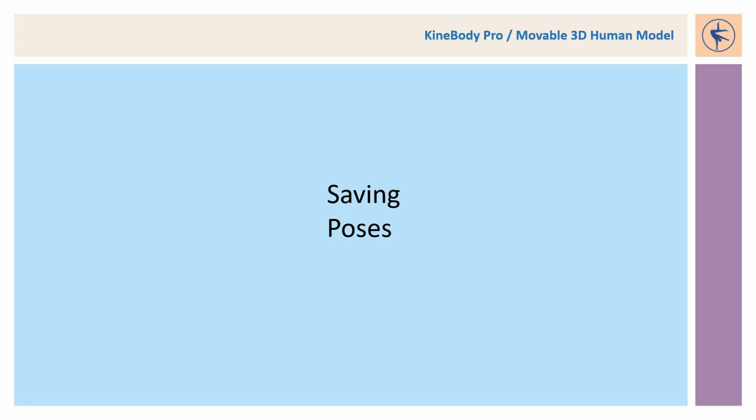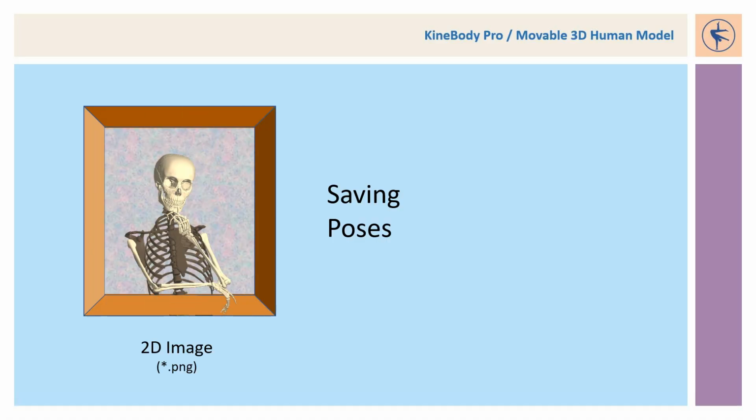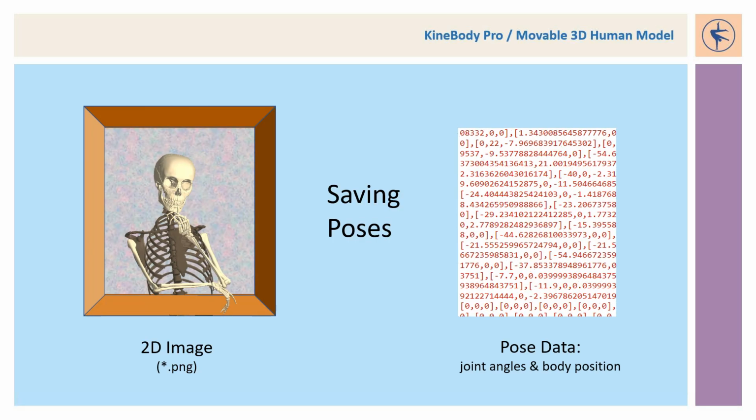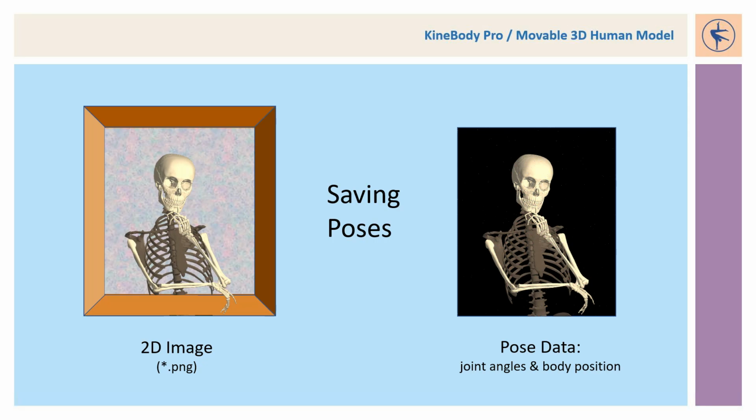The app provides several options for saving your poses. You can save your pose as a 2D image, or alternatively, you can save the pose data, that is, the joint angles and body position. By saving these parameters, you can precisely reconstruct the pose at some future time.